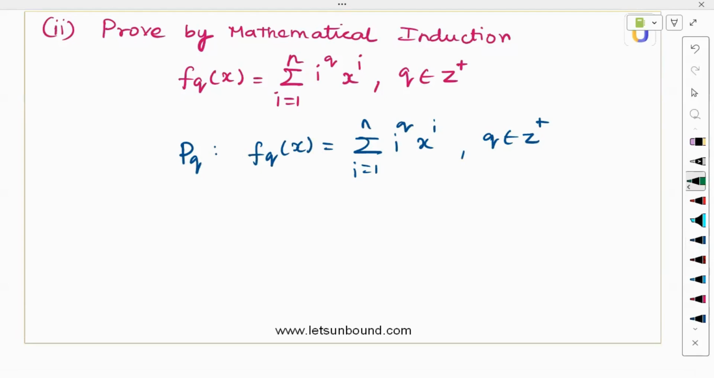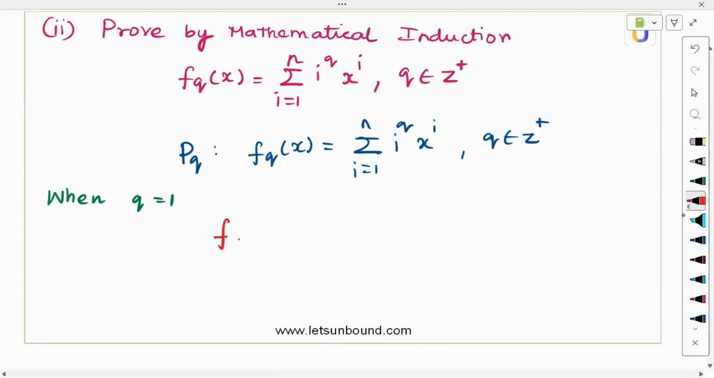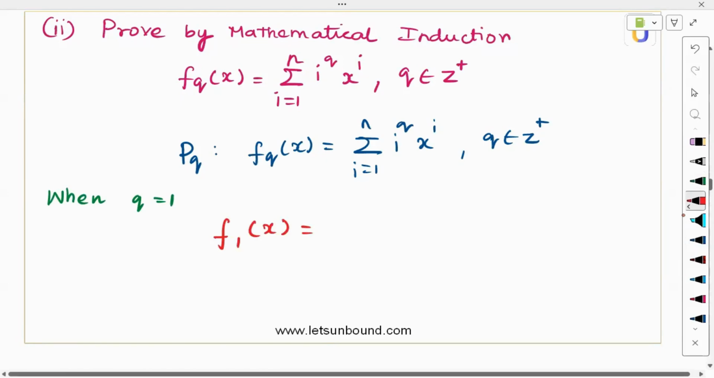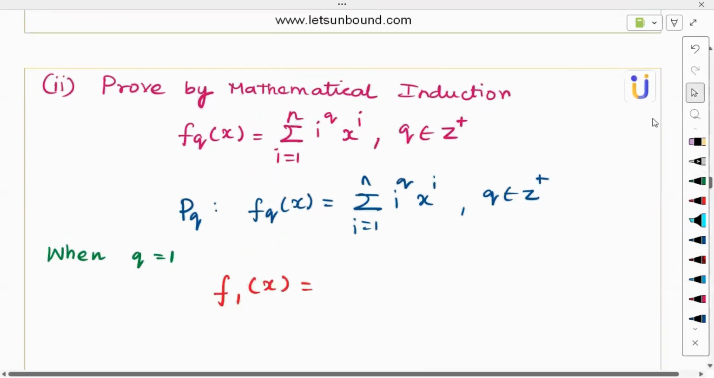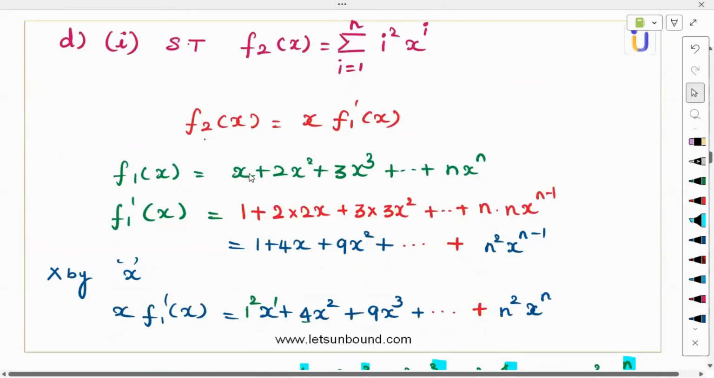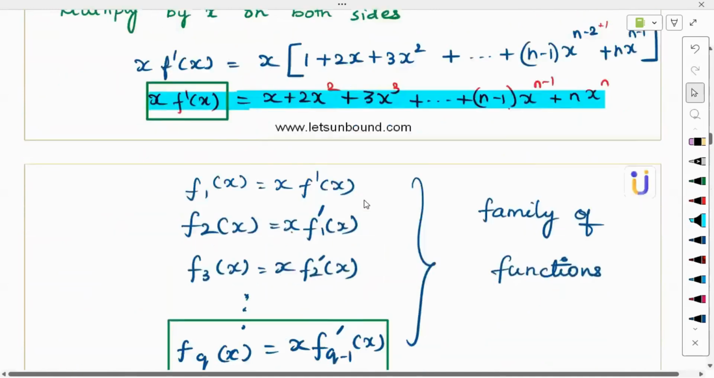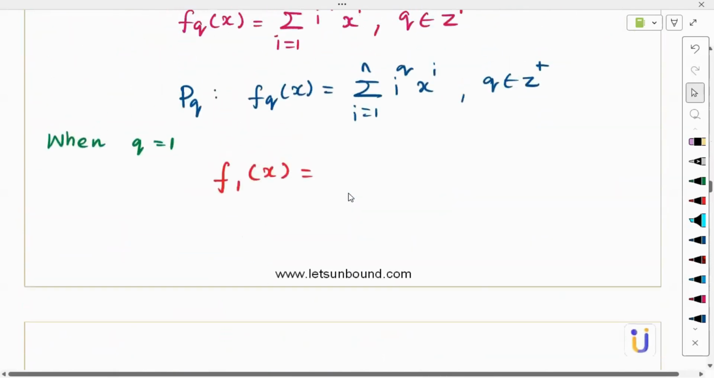When for the very first values, we are dealing with Z plus. So my first case is when Q is 1, not 0, right? When Q is 1, we have to prove it. Let's try to prove F1 of X is equal to, and I will derive. What is F1 of X? Let's go and revisit the family of functions here. F1 of X is nothing but this. We already have it. X, F dash of X. I can show you here. F1 of X is, this is what they have given. And X F dash of X, we already have it. Like the fancy form. 1x, 2x squared, 3x cubed, and so on. So we already have it. We just gonna take it.